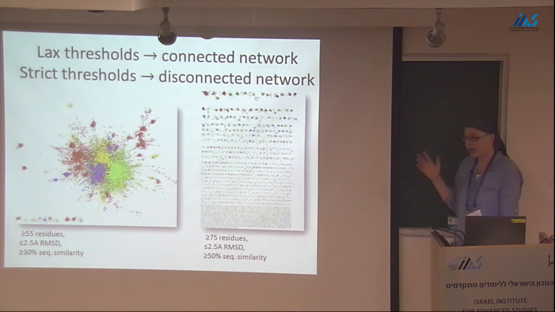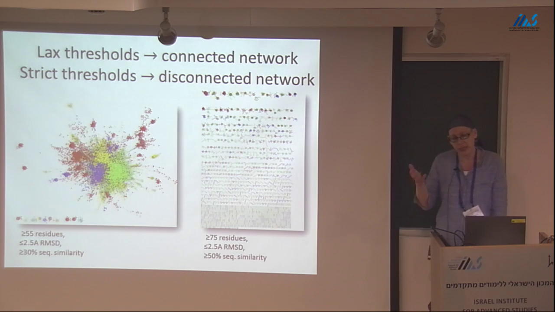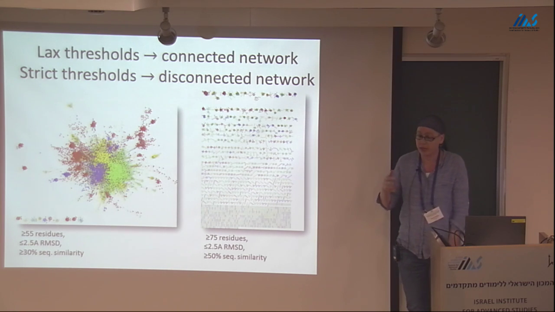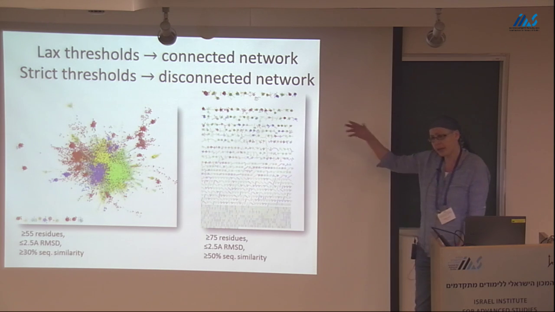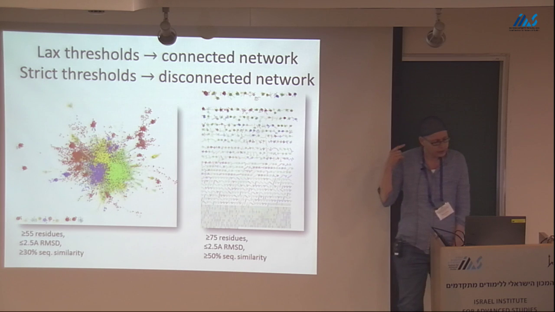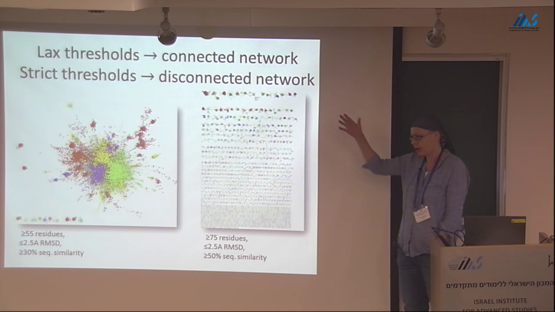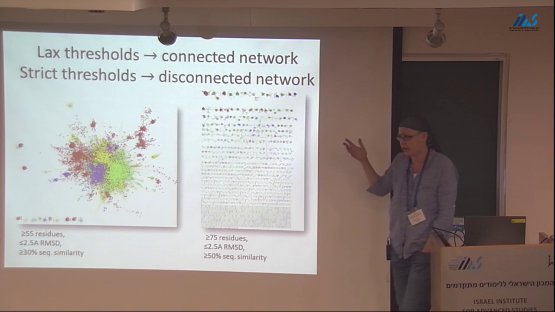If you use very lax thresholds, you will get a very connected network. This is basically what Kolodny did. He used only structural similarity. That means that any sequence similarity was fine. But then everything is connected to everything. We actually showed that if you use 55 residues, 3 angstrom RMSD, more than 25% sequence similarity, it's one connected component. And here I show a slightly stricter set of thresholds, but it's really everything is connected to everything.